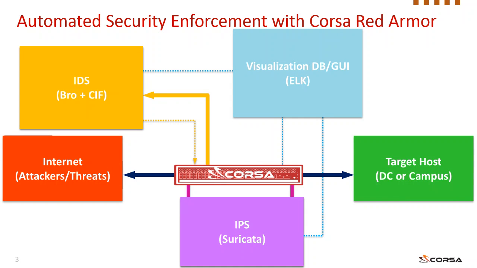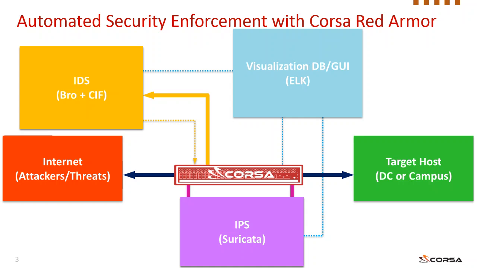showing the general architecture. We have a target host connected to the internet where there are attackers and threats, and the Corsa Red Armor is deployed on the wire in between. This deployment architecture gives the security team powerful access to network traffic for both analysis and threat mitigation, and is transparent to other network operations. So we don't complicate routing, and we are not limited to what routers can do for mitigation.